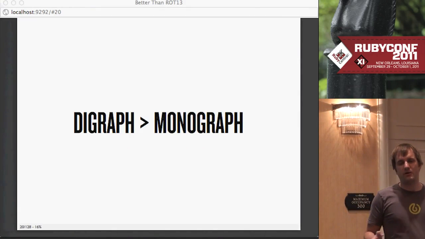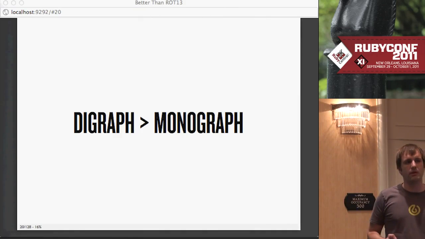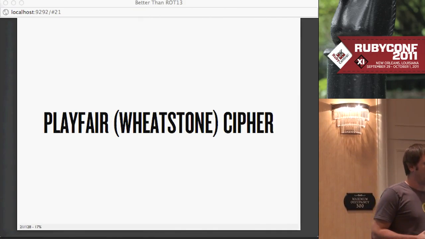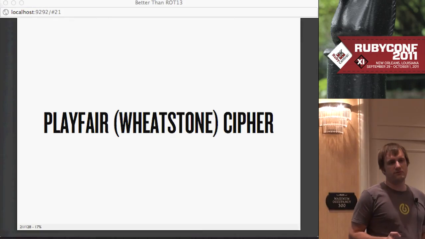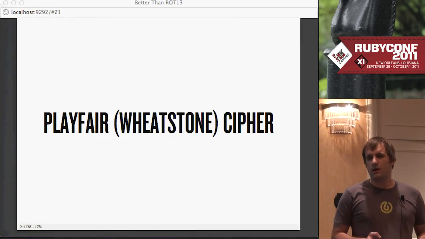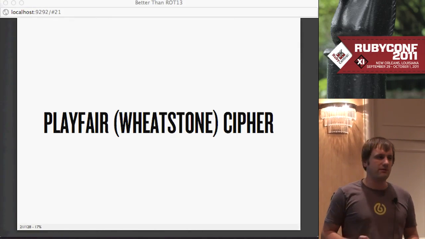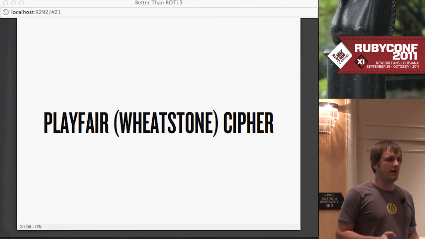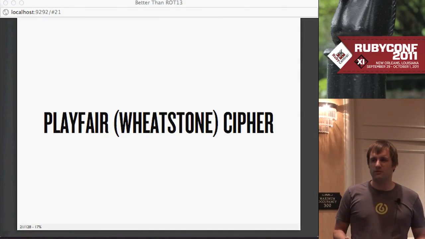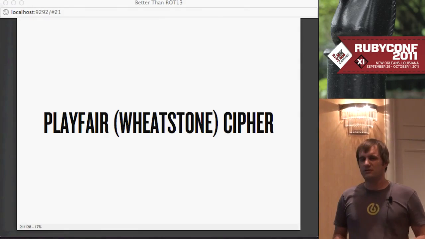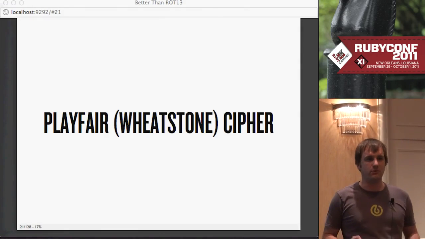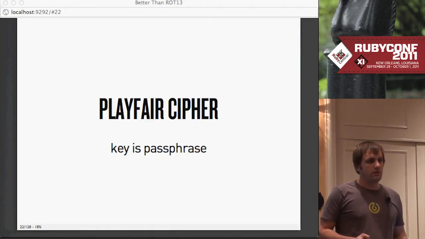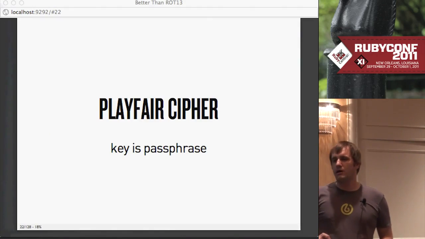So moving from a monograph where you have one letter to another letter, you can start using something called a digraph cipher. Wheatstone invented this cipher. It's not called the Wheatstone cipher, it's called the PLAYFAIR cipher. You may remember Wheatstone's name from electrical engineering classes if you took any. He created something called the Wheatstone Bridge, kind of cool. He also invented a cipher, but Lord Playfair really liked it and told everyone about it, so it's named the PLAYFAIR cipher. You use a passphrase as the key.